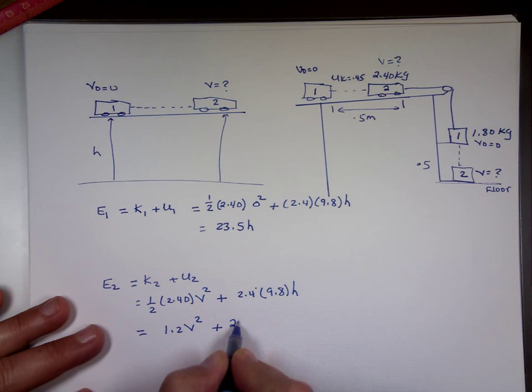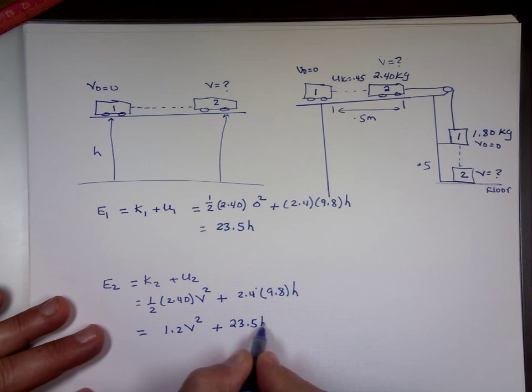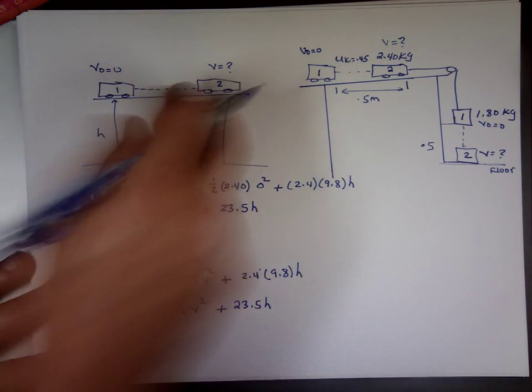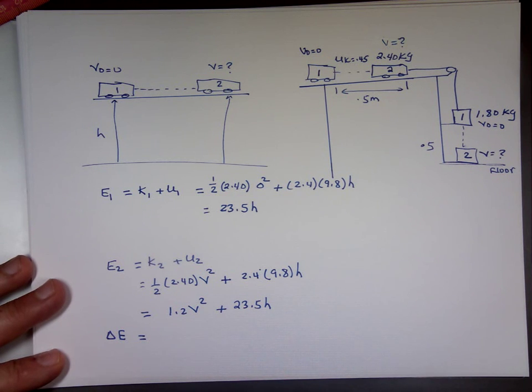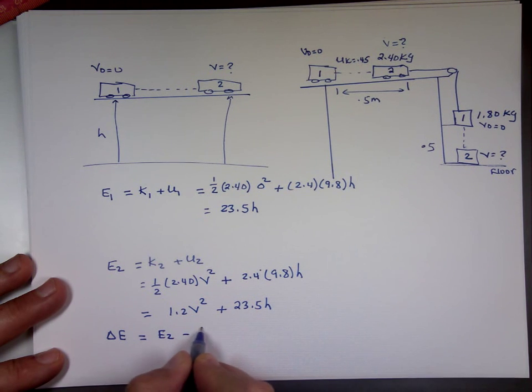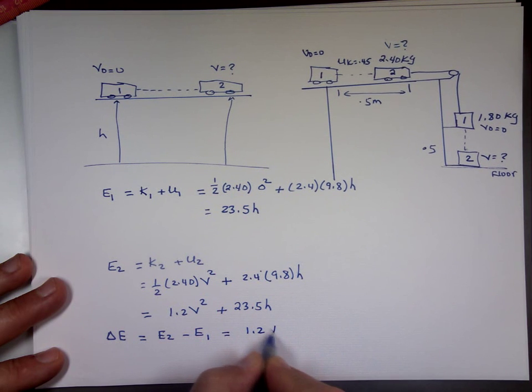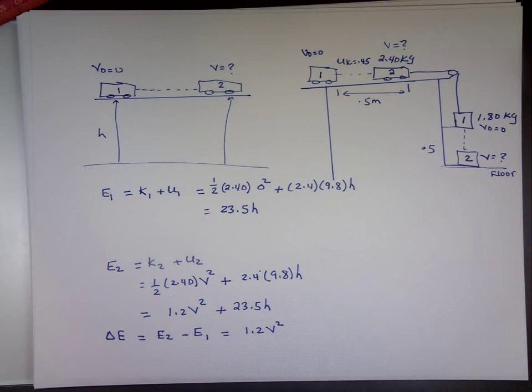What is the change in the mechanical energy for these? The difference between them, when you subtract them, is the final, which is 2, minus the initial, which is 1. And you end up with 1.2 v squared. That's the change in the mechanical energy. But we also have friction there. We'll deal with that soon.